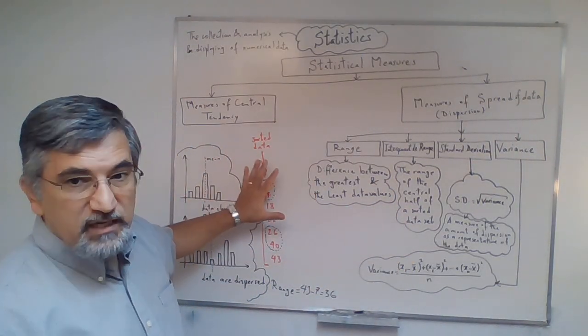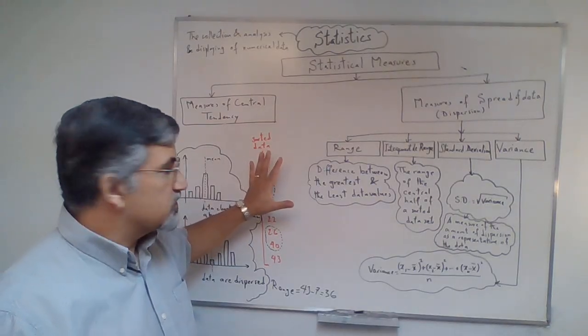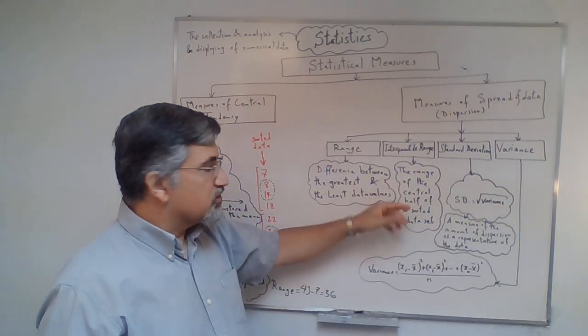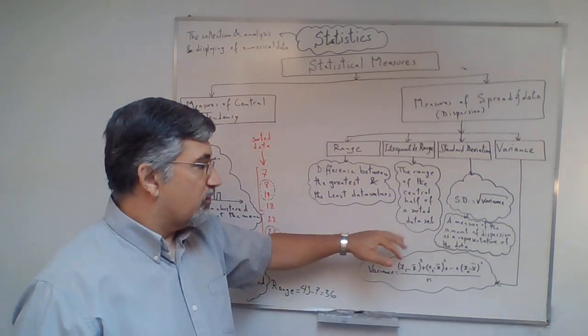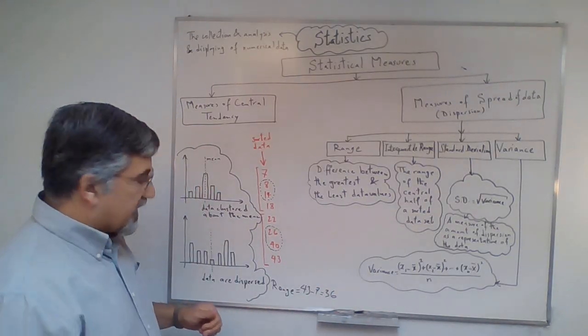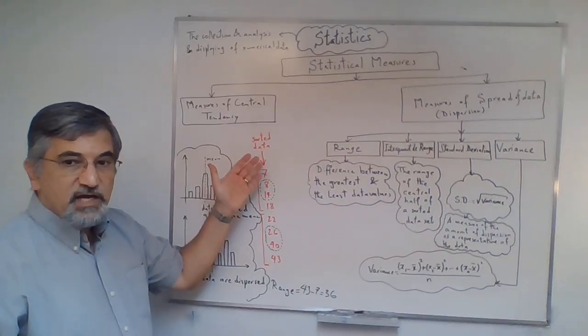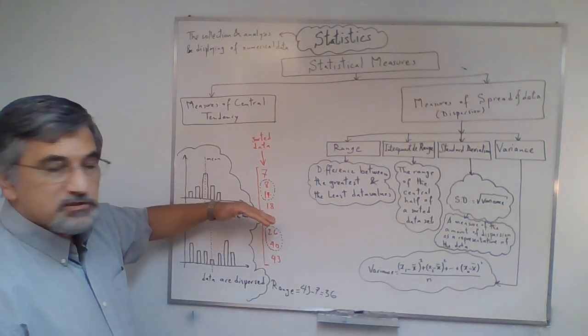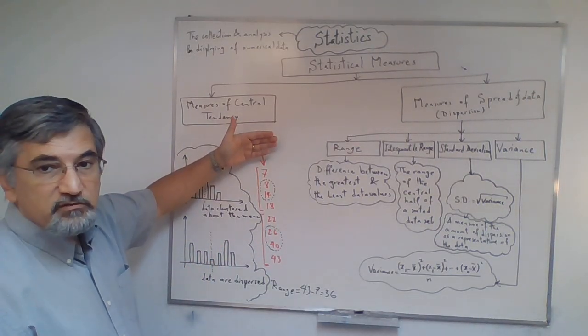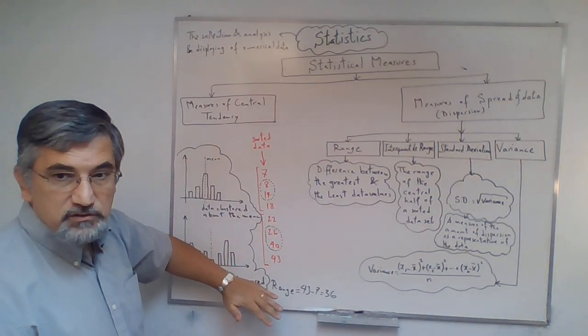So you have a data set. If it is not sorted, you must sort it first, and then you find the range of the central half of this data set. So what does that mean? You see that we have 8 data values here. If I cut it in half, there's going to be 4 upper values and 4 lower values, okay?